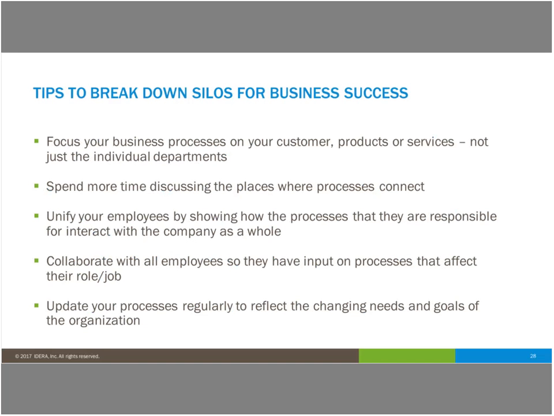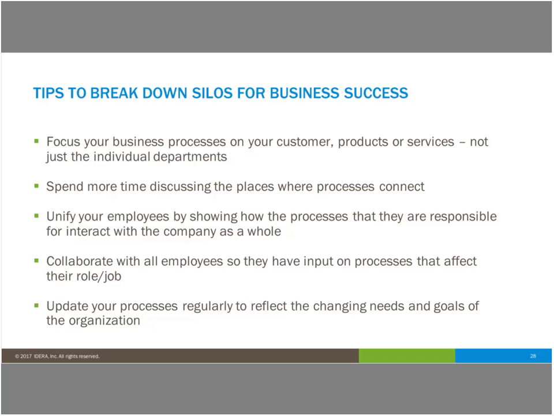So some tips for breaking down the silos for business success and being able to achieve your goals. The first one is to focus your business processes on your customer, your products, or your services, not the individual department. A lot of times people will want to, within their department, come up with their individual checklist. But if you instead look at the business as a whole and the goals that the business is trying to achieve, you can start to see where things fall out and say, do these processes help me get to my goal, or are they extra processes, or are they hindrances in achieving the goal?